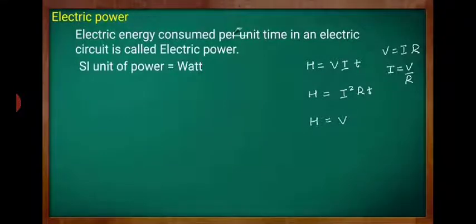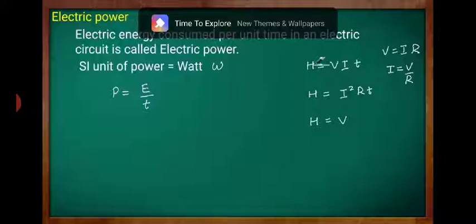Electric power is our last topic of this chapter. Electric energy consumed per unit time in an electric circuit is called electric power. The SI unit of power is the watt, denoted by capital W. In mathematical form, P is equal to E by T, means the energy per time.